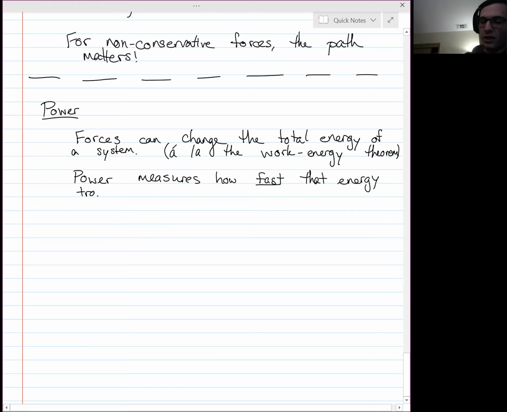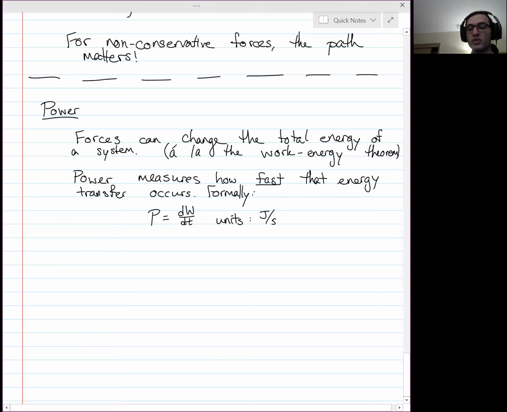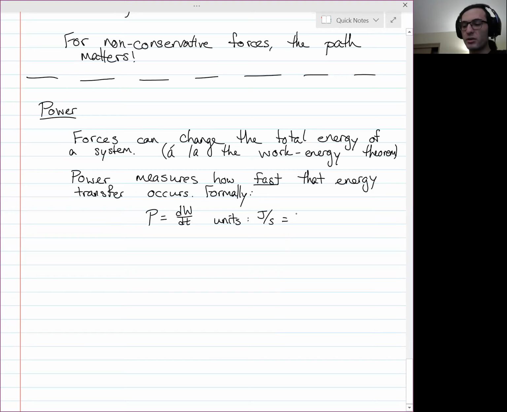Now, you've at least all heard of conservation of energy. And so when I say energy transfer, what I mean is that the force is giving the system more energy or taking energy away from that system. We haven't actually talked about energy conservation yet, but we will get there. And so formally, we can define power. Power, given by a capital P, is the time derivative of work done. And the units of power, remember that the units of energy or work are joules, so the units of power is a joule per second, also known as a watt.